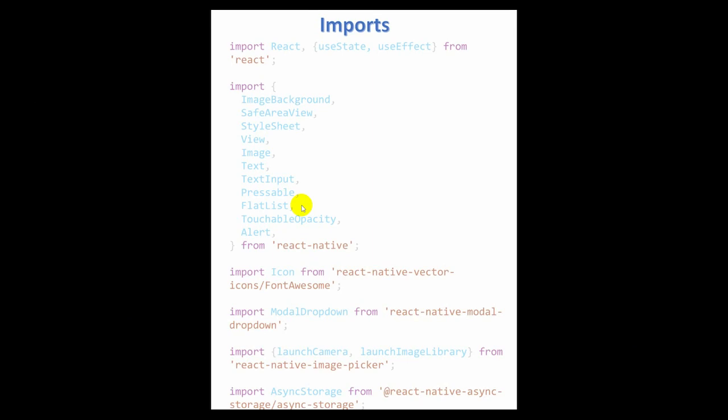We have imported React, useState to store the component values, useEffect to run side functions, the tags, icons, modal dropdowns, launch image library, and async storage to store the data in our app. These imports are used in every window if it's needed for the window design.